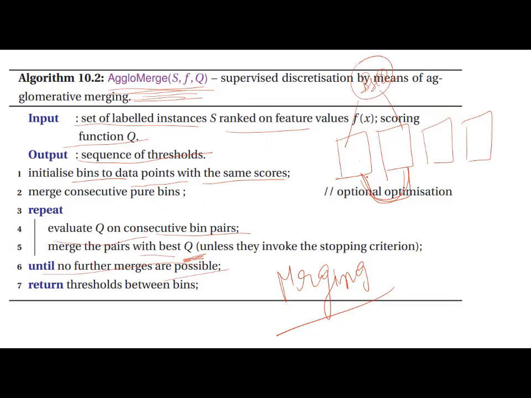Here bins are available. Take two consecutive pairs and merge them, merging the pairs in such a manner that the best Q stopping criteria, the best Q is placed here, something like this. This is called agglomerative merge.